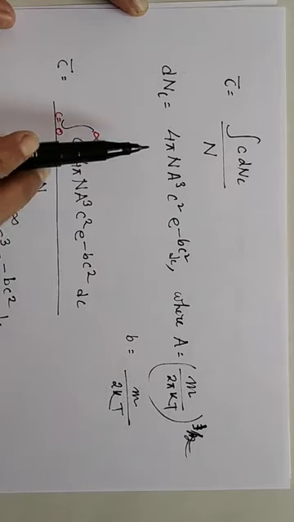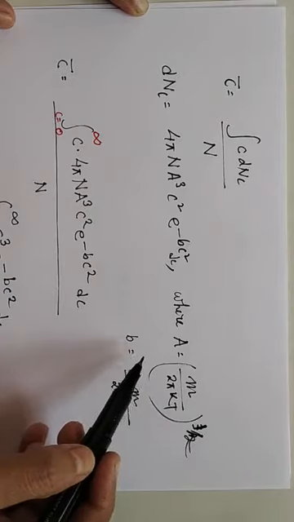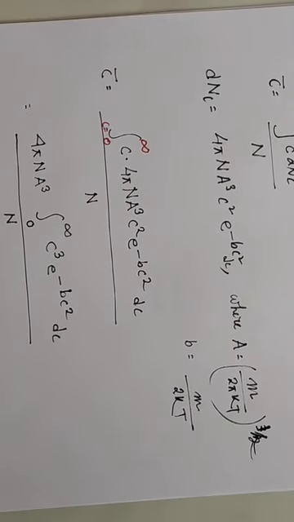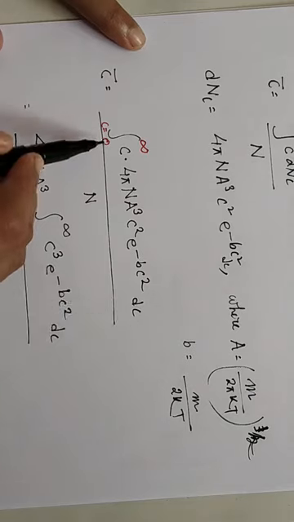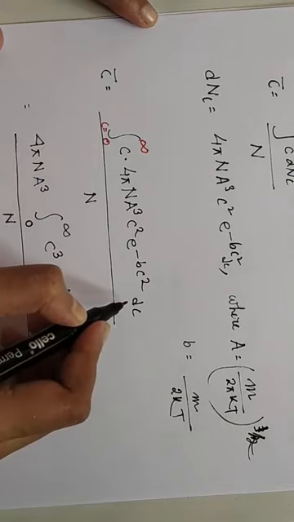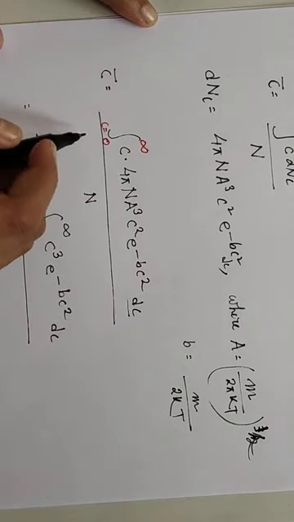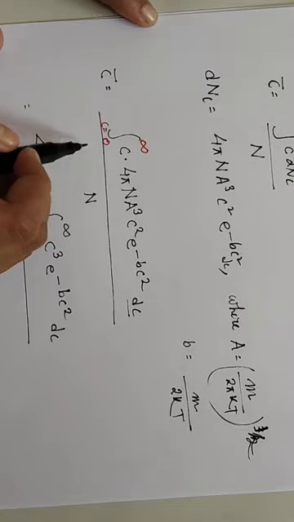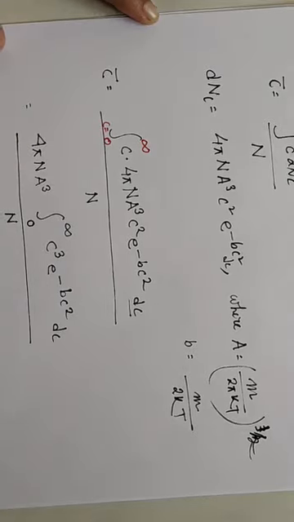So while doing the integration, we'll use this expression, and later on we'll put in the values of a and b. Now if we put the value of dN_c, we have this expression and the limit. As you can see, this is an integration over c, so the limit of the integration will be from 0 to infinity, that is all possible values of c, divided by N.